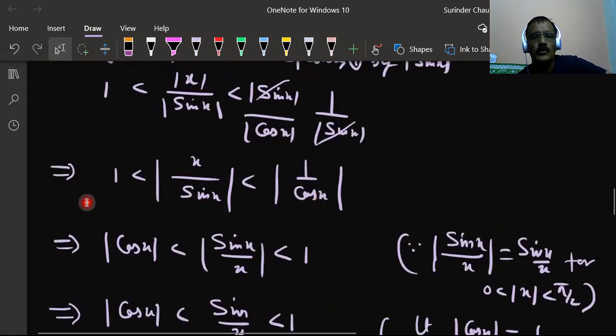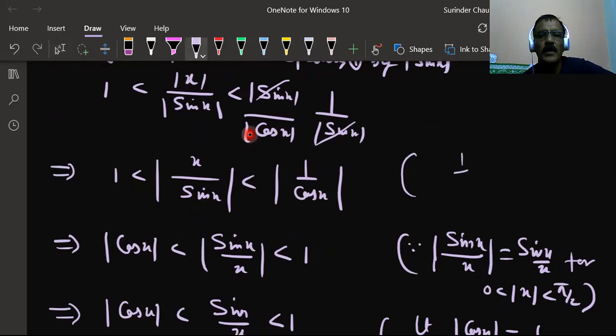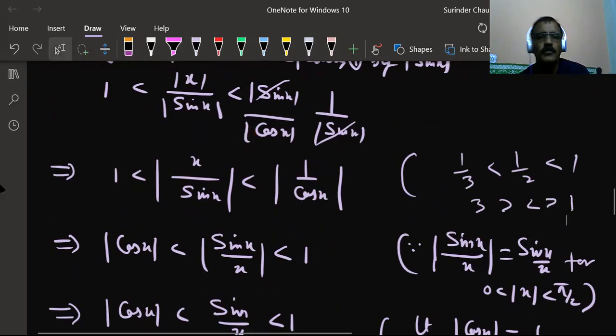Now, if you see this, for example, if 1 by 3 is less than 1 by 2 is less than 1, therefore 3 is greater than 2 is greater than 1. So reverse this inequality using this.